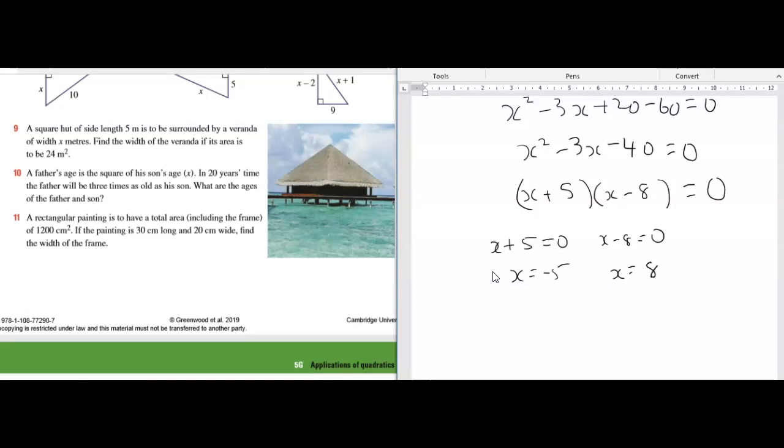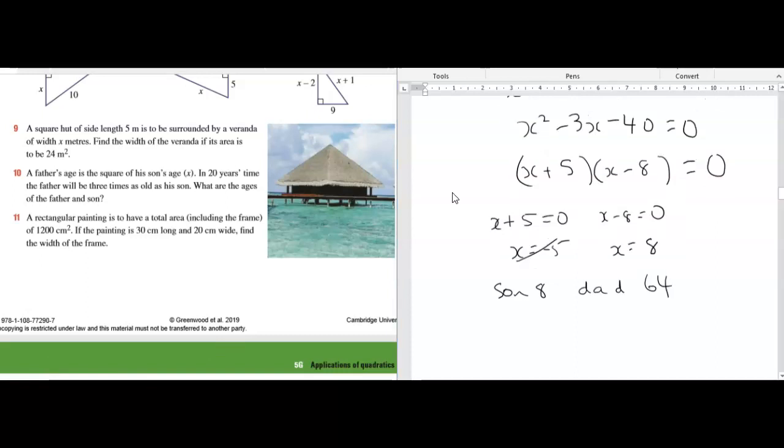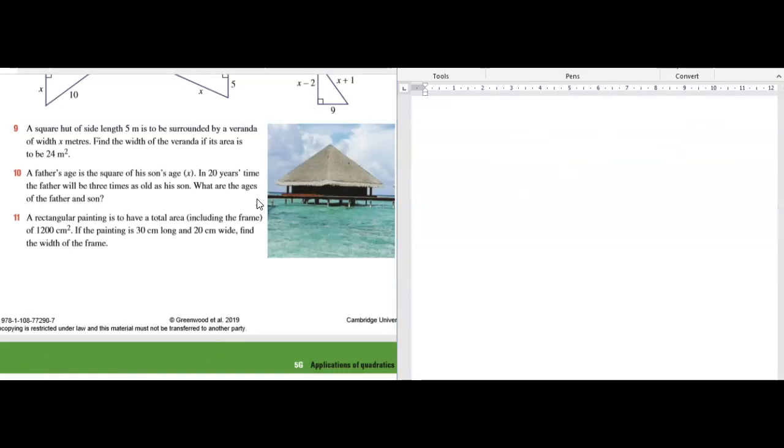Now, obviously, the son can't be negative 5. So the son is 8. And the dad is 64. So the dad must have started a bit later in life. Maybe I just want to check the answer. All right, that's okay. You can obviously have a child when you're 56.